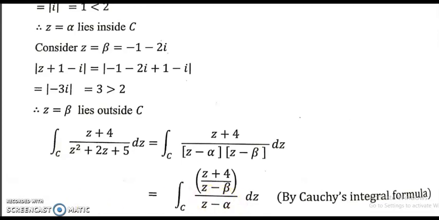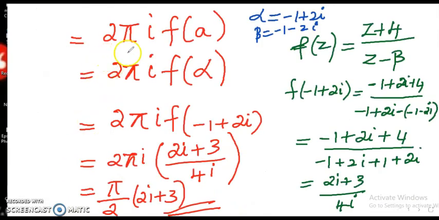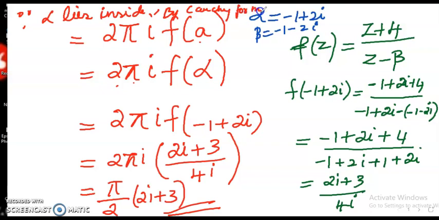alpha lies inside, what is Cauchy integral formula? We know it is 2 pi i f of a, where a is the inside point. Since alpha lies inside, by Cauchy formula we get the answer as 2 pi i f of a, that is f of alpha. What is a here? a is alpha, f of alpha.